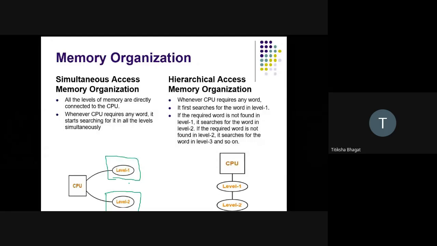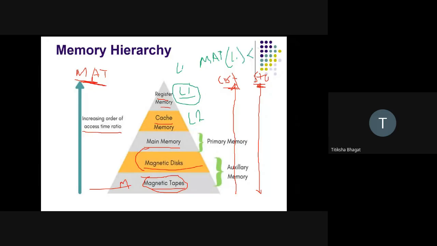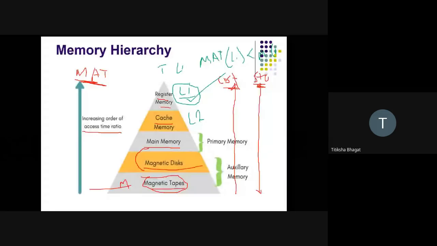When I say level 1 and level 2, come back to our memory hierarchy, where this is my level 1. Assume that register memory is level 1 and cache memory is level 2. Then how will you differentiate them? L1 will always have a memory access time smaller than the memory access time of L2. That means L1 is always faster than L2. This is the first condition, that L1 is always faster than L2.